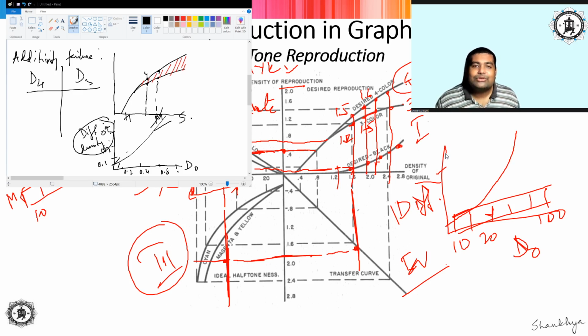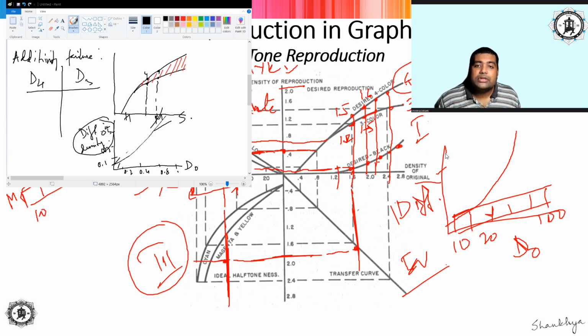Okay, so this is what I wanted to talk about tone reproduction. With this we come to the end of the color tone reproduction part, and how to analyze the characteristics of the tone of the printed output from the tone reproduction curves, and of course how to modify the behavior and how to change the nature of the negatives and the plates in order to create prints of a certain tone reproduction curve.